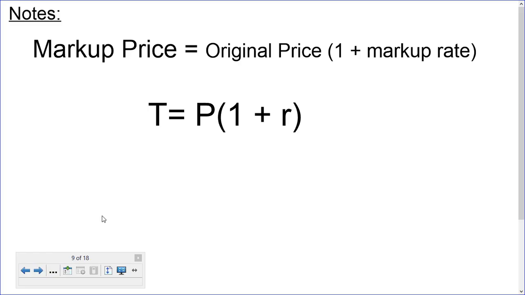Here's something you should note. The markup price can also be used by this formula that you might have seen some time ago in one of our other movies. The markup price is equal to the original price times 1 plus the markup rate. You might have seen the formula T is equal to P times 1 plus R.